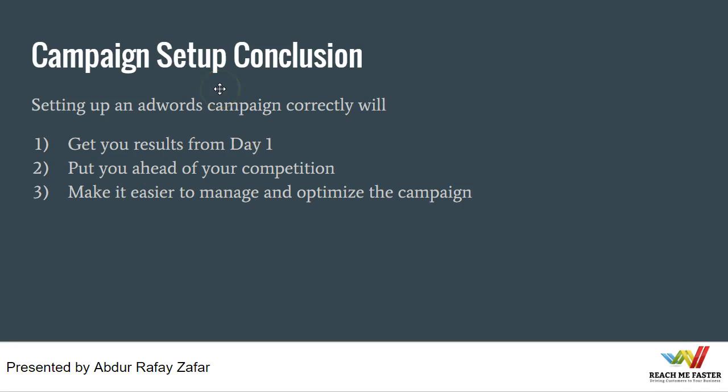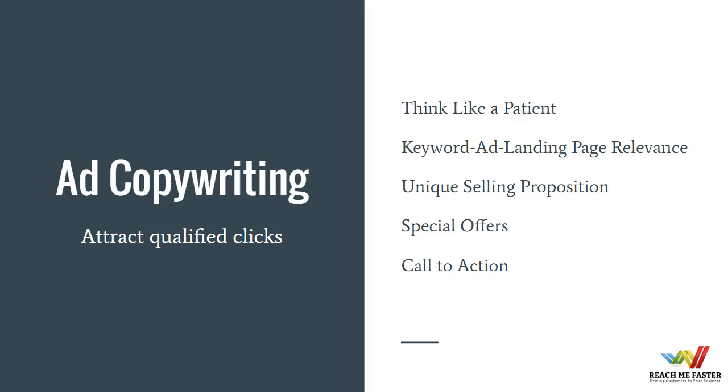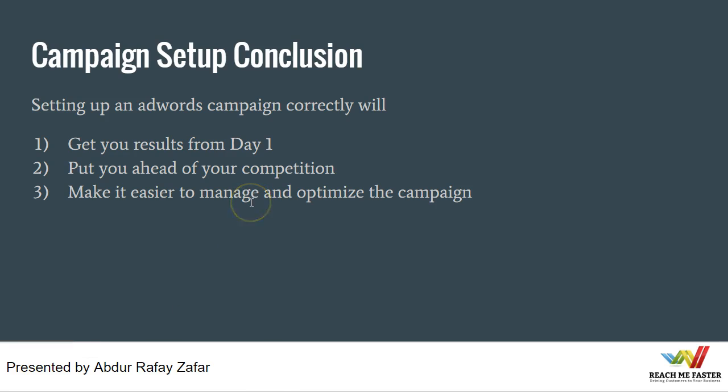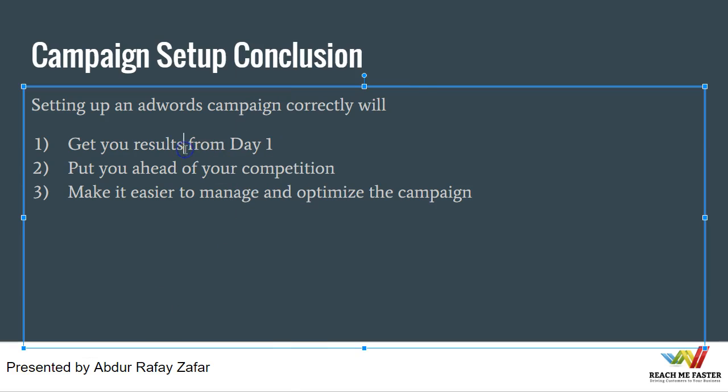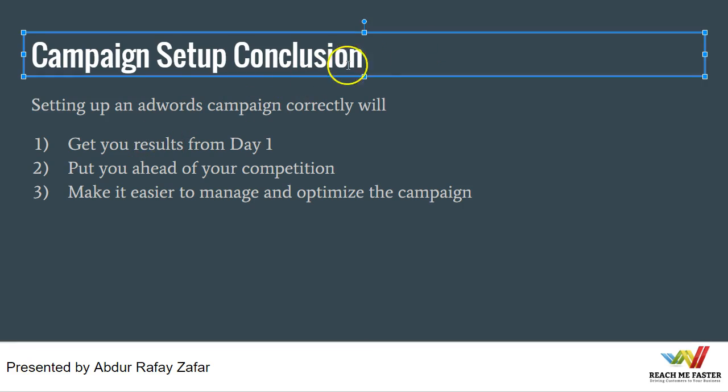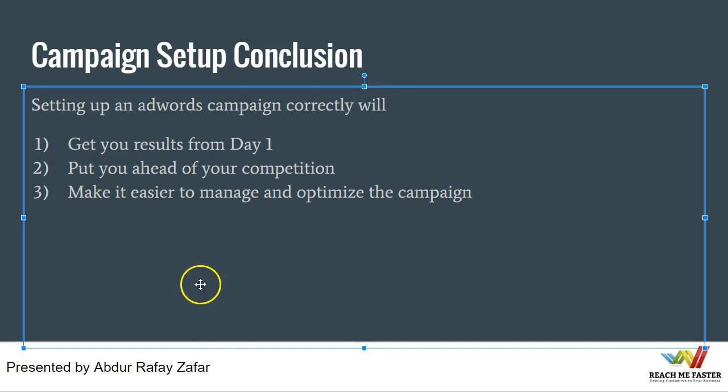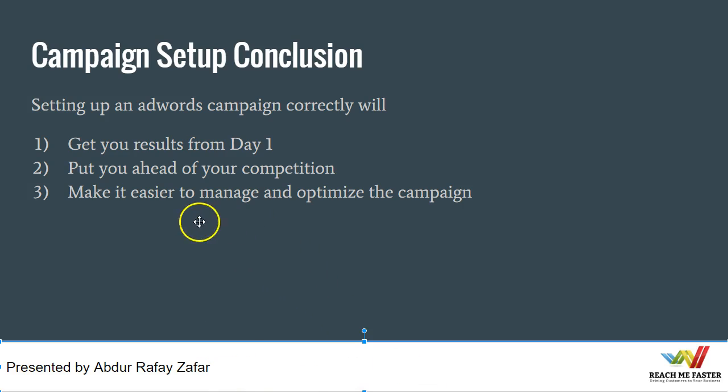And then this basically concludes the campaign setup. So we've covered the keywords in the earlier videos. We have covered ad group settings in the first video, the campaign settings. And so in this video, we'll have covered the ad copywriting and the ad extensions. And now I guess the conclusion basically is that if you set up the campaign correctly, you will get results from day one.